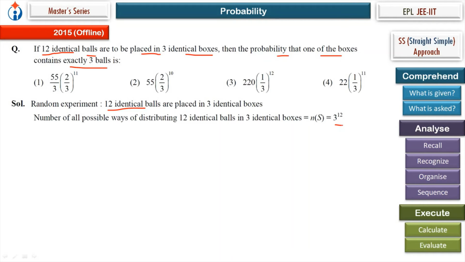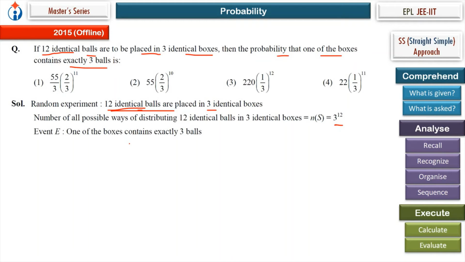We need to remember that while solving probability questions, we look for all possible outcomes. We don't look for the distinct outcomes. When we perform a random experiment, we look for all possible outcomes, not distinct outcomes. So one ball has 3 choices, the second ball has 3 choices. To complete this experiment, how many possible ways are there? 3 into 3 into 3, 3 choices for each. For 12 balls, 3 to the power 12. So n(S) is 3 to the power 12.